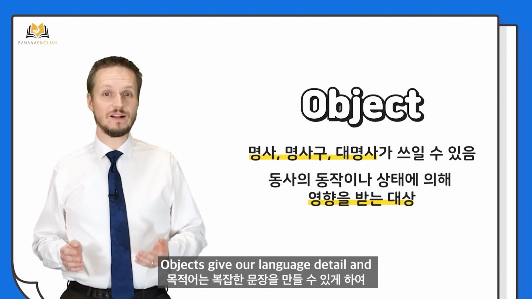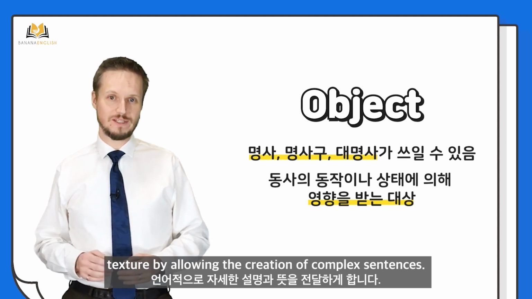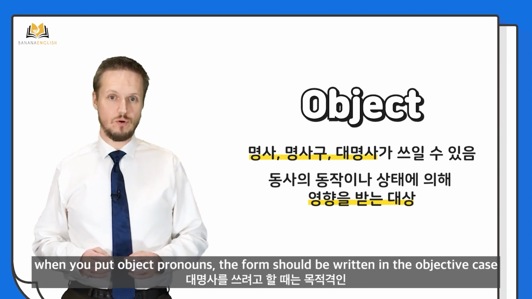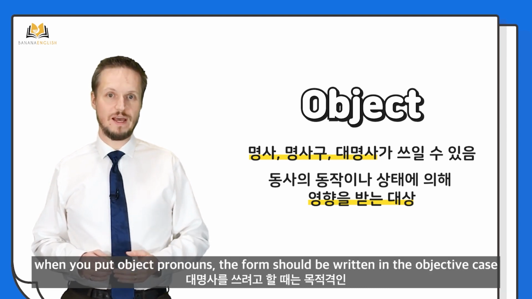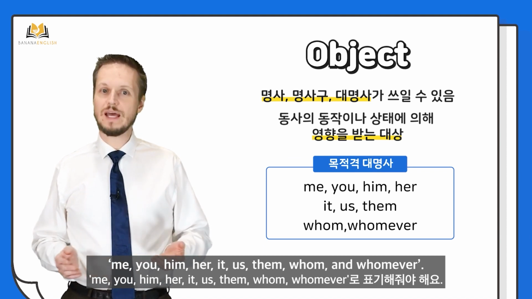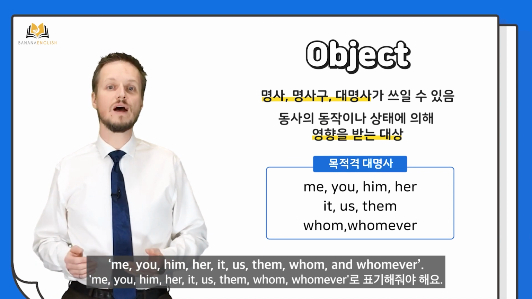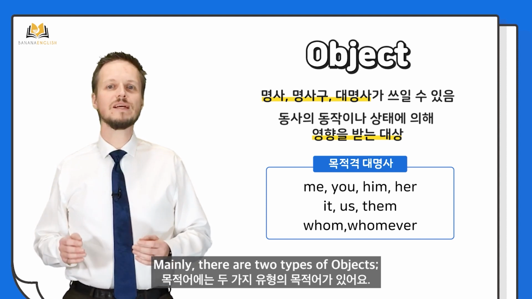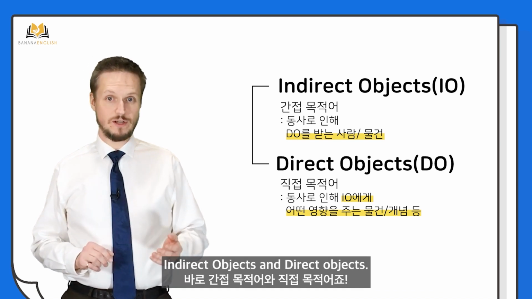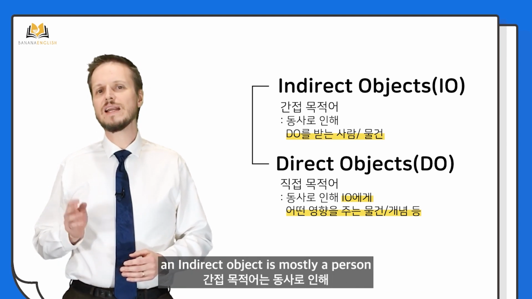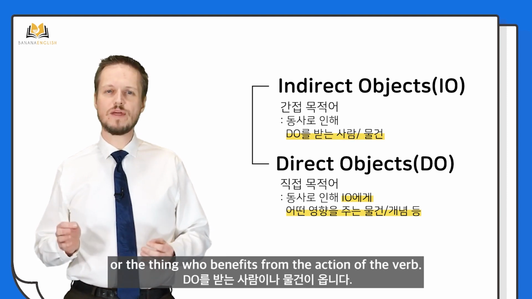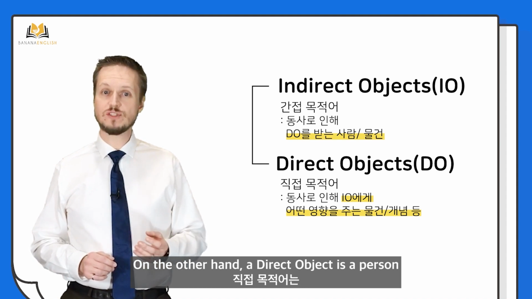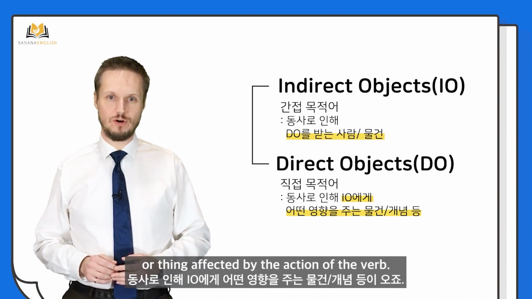Objects give our language detail and texture by allowing the creation of complex sentences. An object can be any type of noun, but when you put object pronouns, the form should be written in the objective case: me, you, him, her, it, us, them, whom, and whoever. Mainly, there are 2 types of objects: indirect objects and direct objects. An indirect object is mostly a person or the thing who benefits from the action of the verb. On the other hand, a direct object is the person or thing affected by the action of the verb.